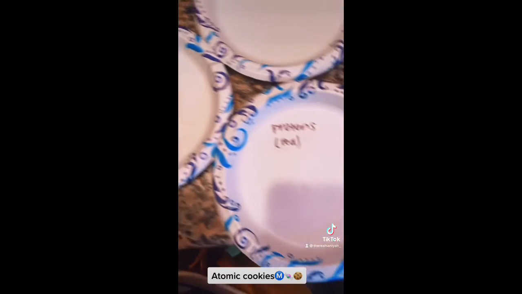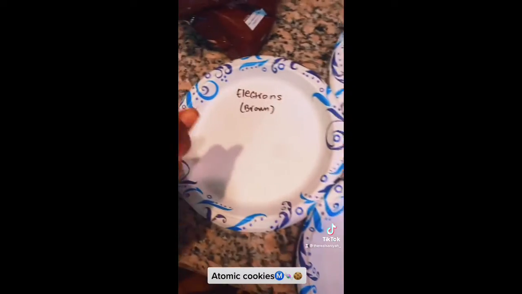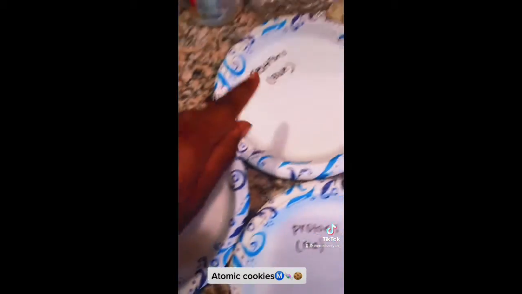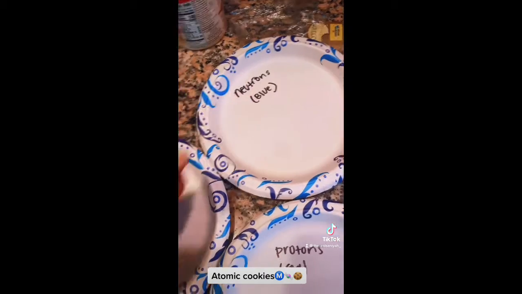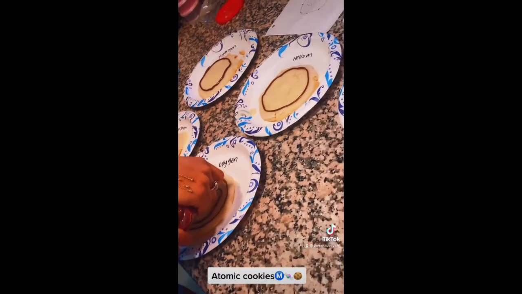Alright, now I'm going to be separating my protons, my red M&Ms, versus the brown M&Ms that are electrons, and the blue M&Ms that are neutrons, as she wraps up the inner and outer shells. I can place them on there. So far we're separating them.